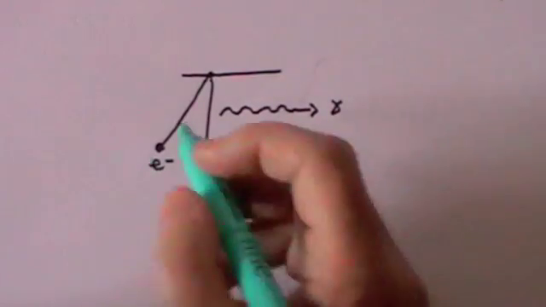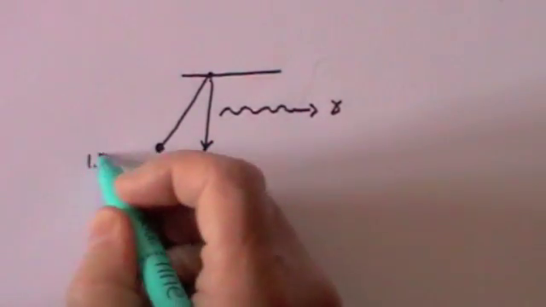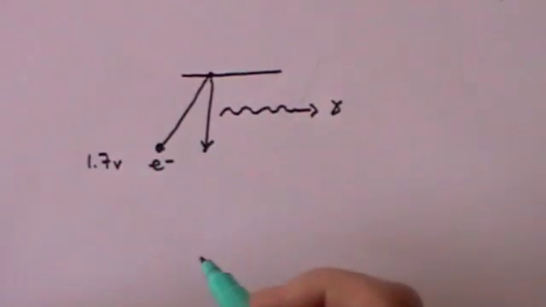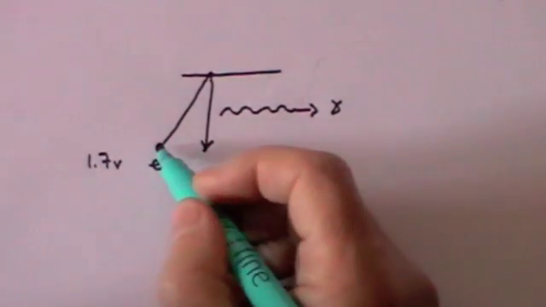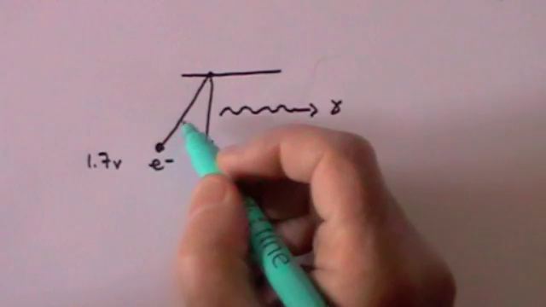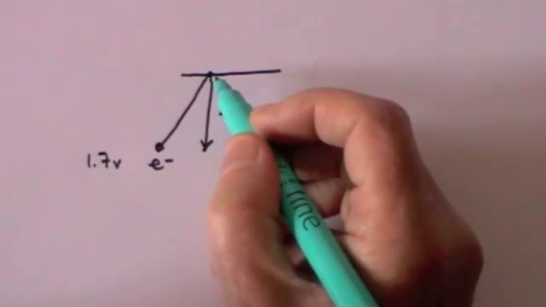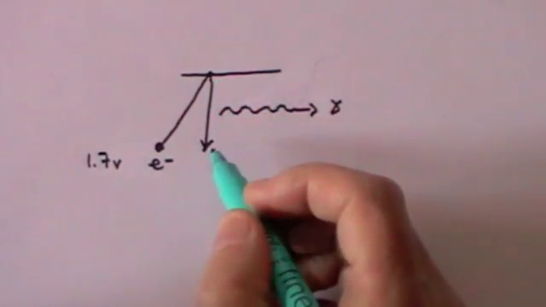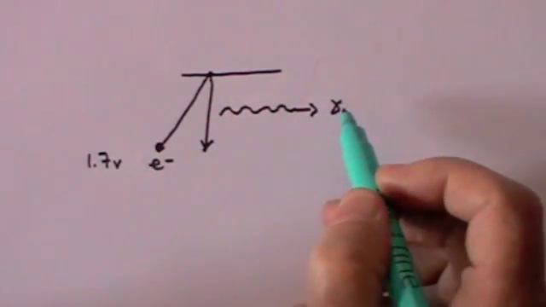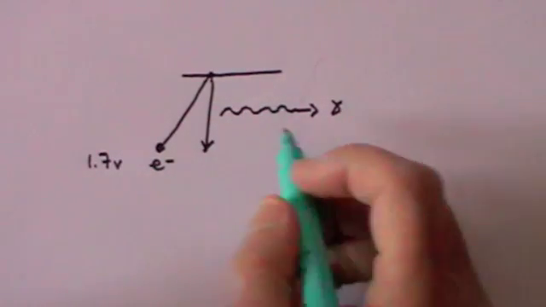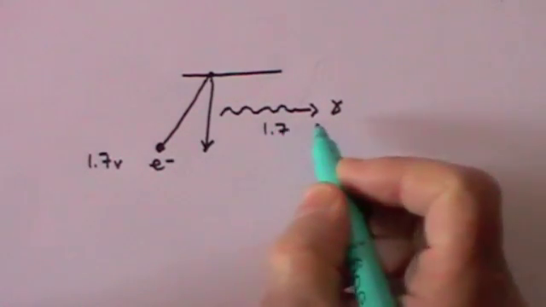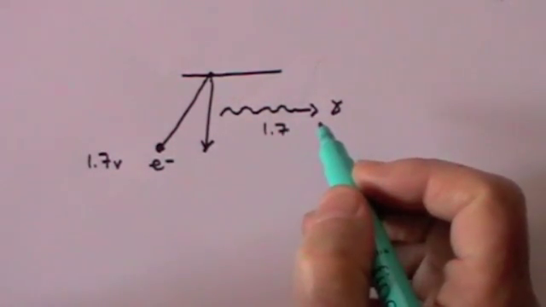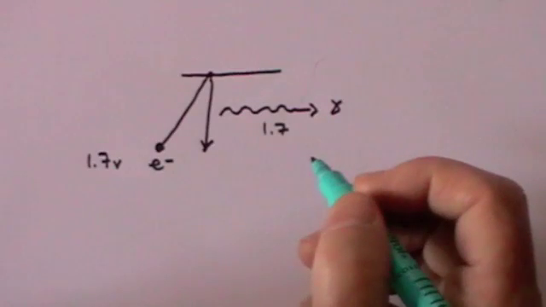So the idea is that by putting 1.7 volts across the light emitting diode, we are giving the electron enough energy to jump up to the next energy level, from which it then falls, and it gives off that energy as a photon. So it must be giving off 1.7 volts, but volts is not a measure of energy.